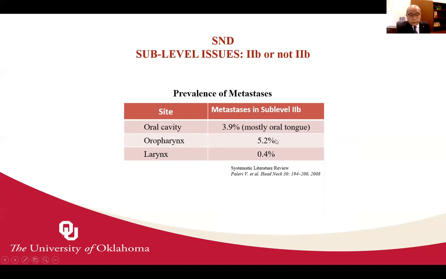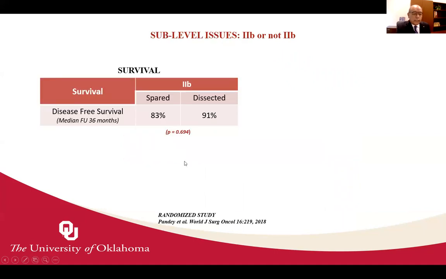So you might use this to determine whether or not you want to dissect level 2, perhaps when you do surgery for oropharyngeal cancer. But finally, we have some data about the survival when you spare level 2B. And in this randomized study published a couple of years ago, the disease-free survival at 36 months was the same, statistically the same, no difference between those cases in which the level 2B was spared and those that were dissected.